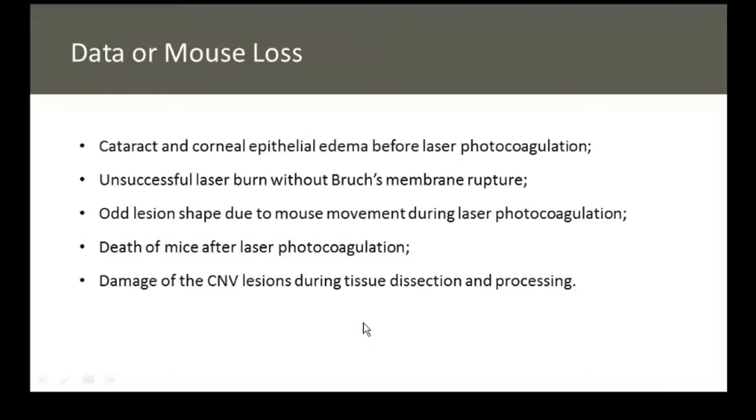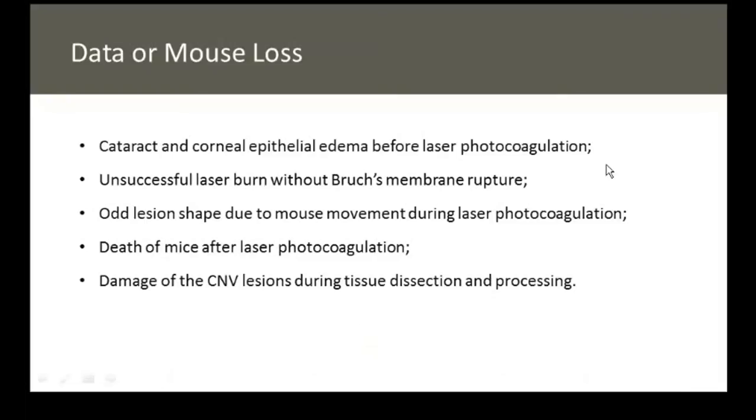The laser-induced CNV model in mice has often been characterized as variable and inconsistent. Establishing a set of consistent exclusion criteria is necessary for ensuring reliable data analysis. In a typical study, 10 mice per group with 4 lesions per eye would optimally provide 80 data points for each experimental condition. However, the following situations will lead to data loss or mouse loss.